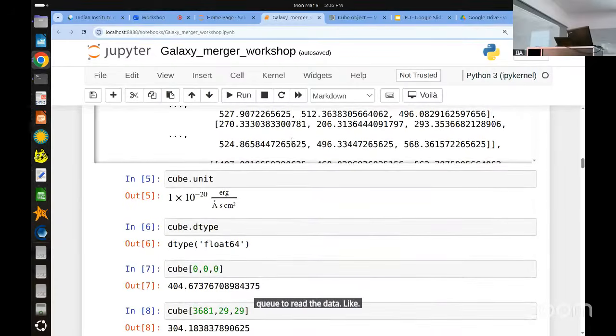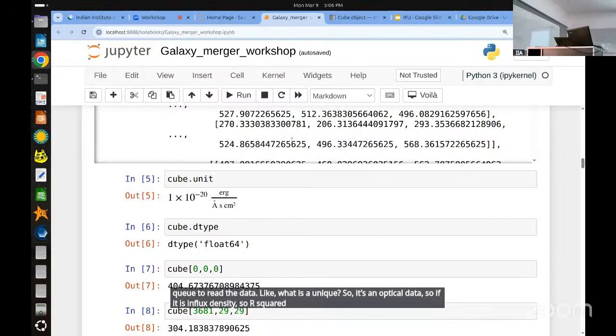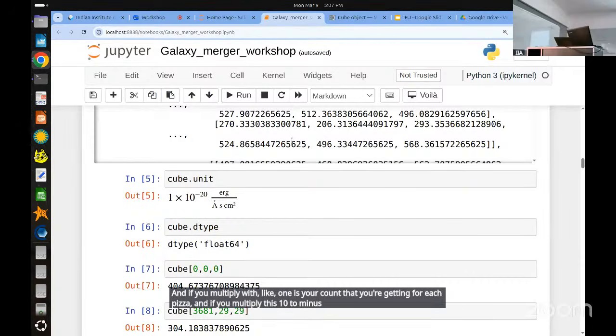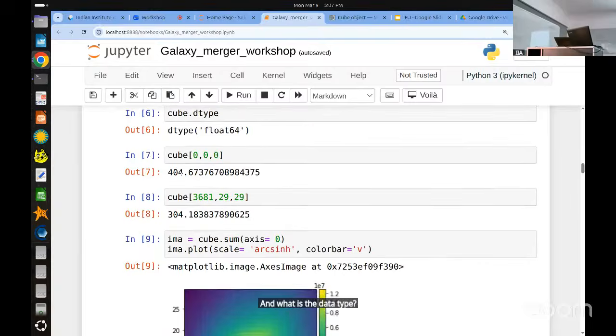What is the unit? It's optical data, so its unit is flux density, erg per angstrom per centimeter square per second. This is the unit in terms of 10 to the power minus 20. So for each pixel, whatever flux value you are getting, you have to multiply with 10 to the power minus 20, then you will get the flux density conversion. If the count you are getting is 1 for each pixel, and you multiply with 10 to the power minus 20, you will get into a flux density dimension. Then it will be converted into this unit. And what is the data type? It's float type data.